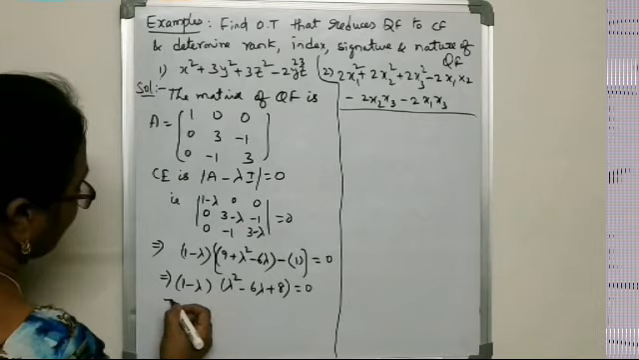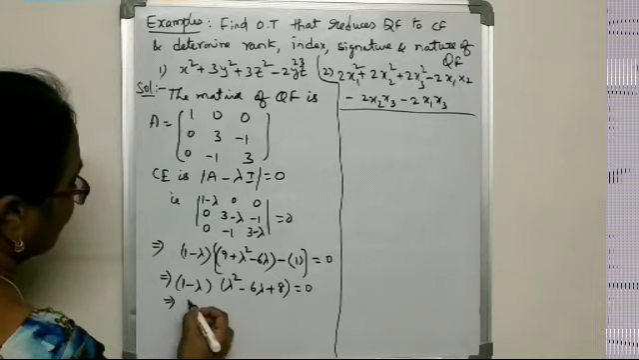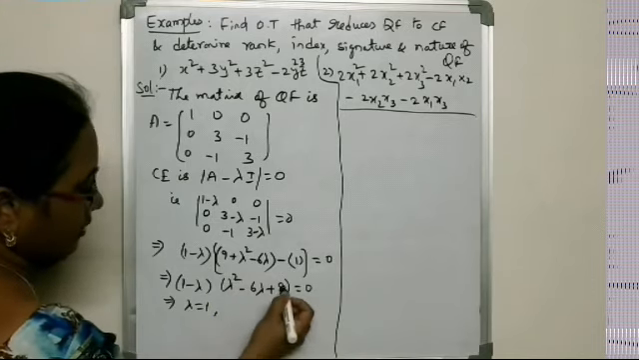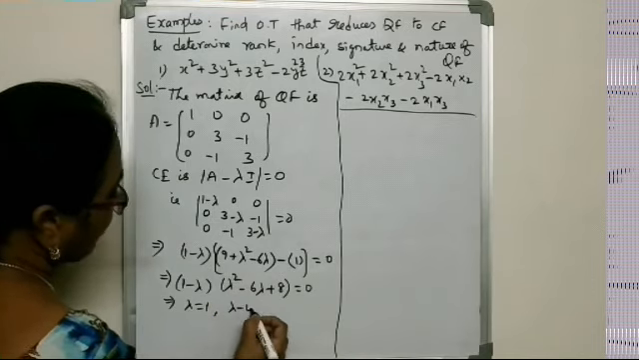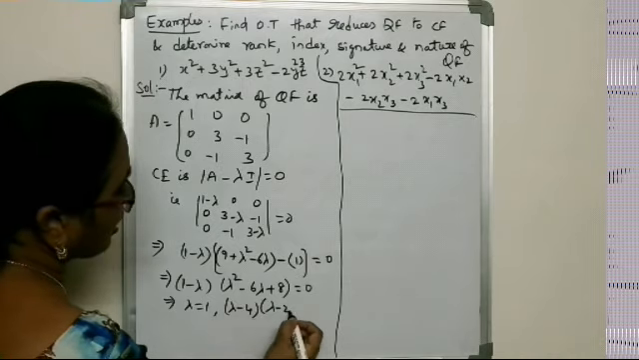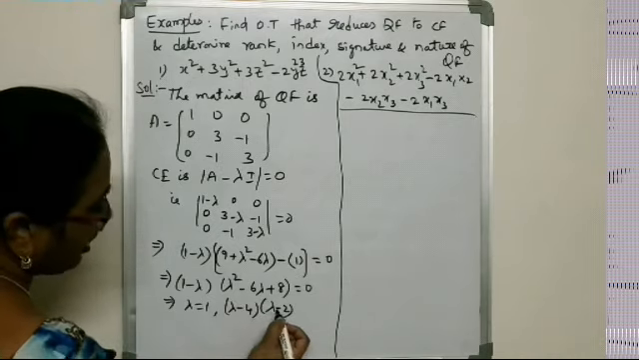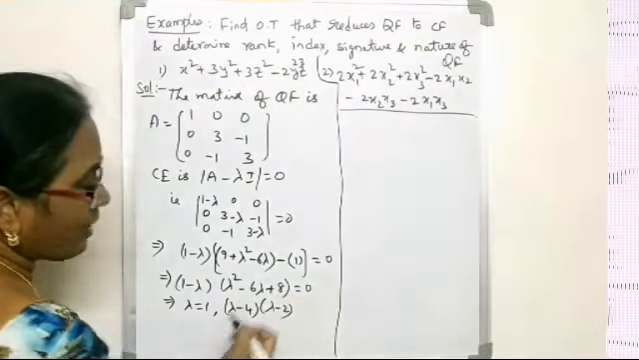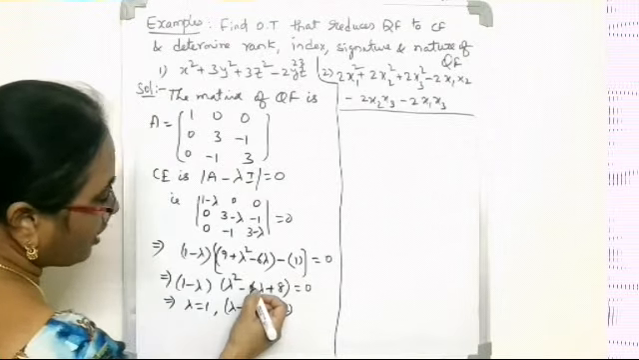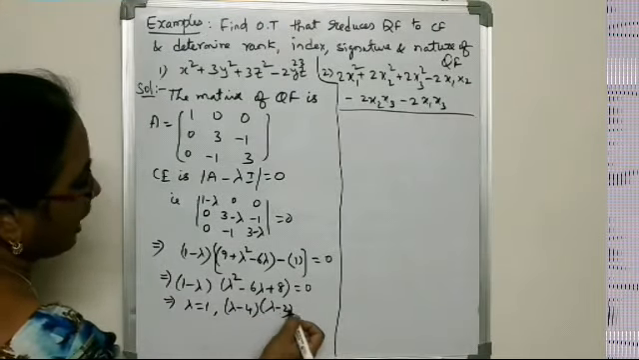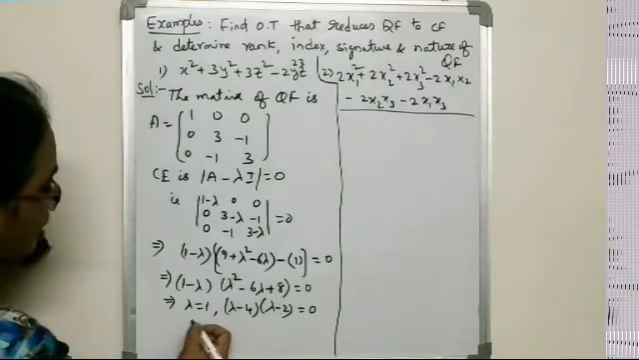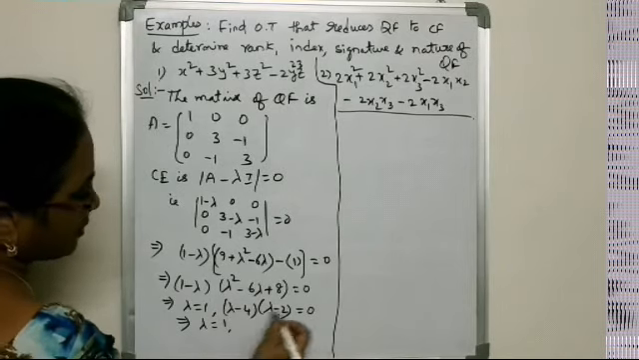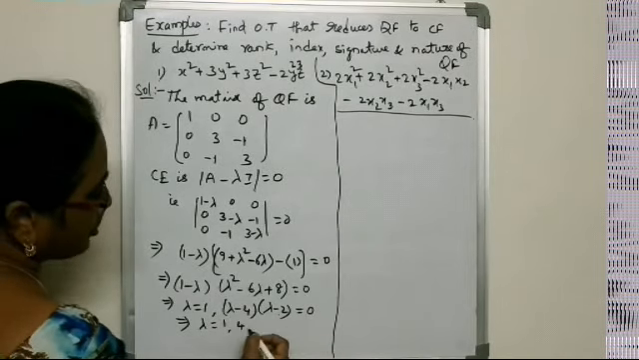When the two factors are multiplied, from the first factor we write lambda is equal to 1. When we factorize the quadratic factor here, we get lambda minus 4 into lambda minus 2. So lambda square minus 4 lambda minus 2 lambda plus, minus 4 into minus 2, plus 8. So the factors of this quadratic factor are lambda minus 4 into lambda minus 2, which is equal to 0. So after this we get lambda is equal to 1; when lambda minus 4 is 0 we have 4; when lambda minus 2 is 0 we have 2.